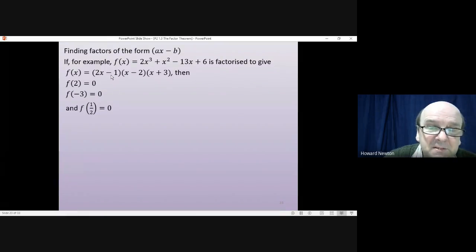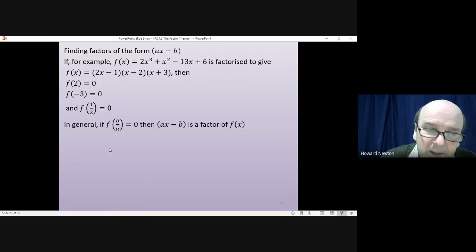If we put a half into this bracket, x equals a half, we'll get 2 times a half is 1, and 1 minus 1 is 0. So for these two brackets, it is just a whole number, which is a factor of 6 that works, but you get this third bracket, where a half is the number that would work. Now, in general, if the fraction b over a equals 0, if we put x equals b over a into the function, then ax minus b is a factor of the function.